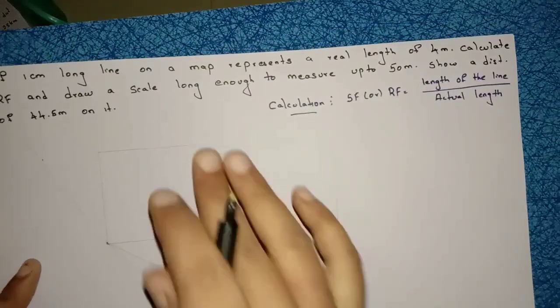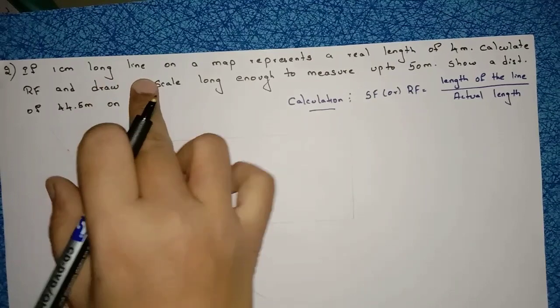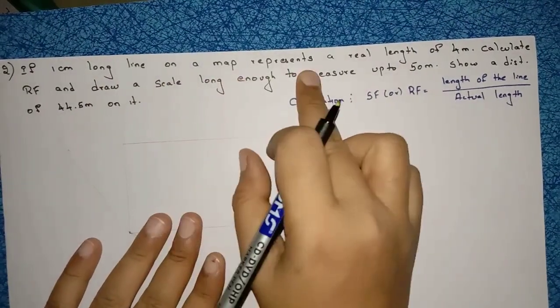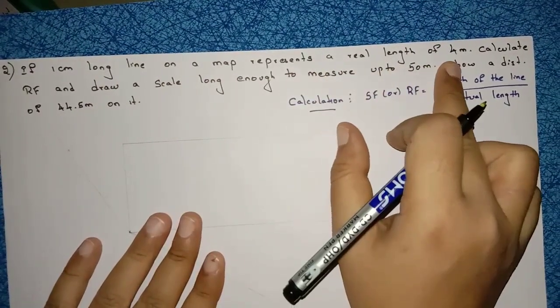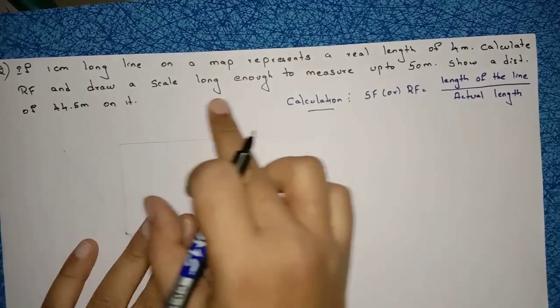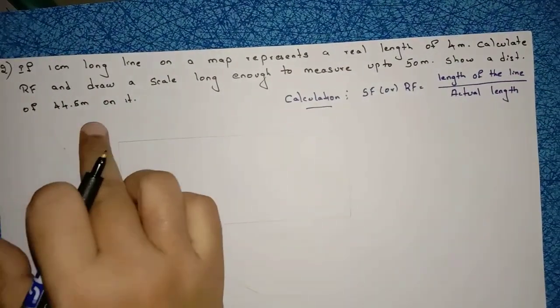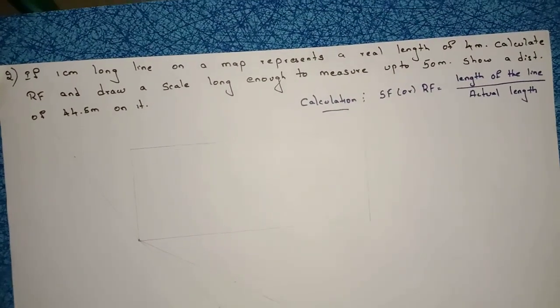Right. Now this is your problem 2. First we will read the question. If a 1 centimeter long line on a map represents a real length of 4 meters, calculate RF and draw a scale long enough to measure up to 50 meters. Show a distance of 44.5 meters on it. This is your question, right?